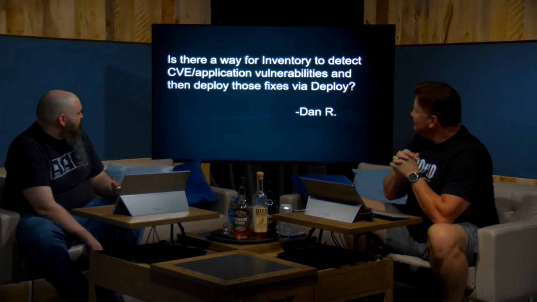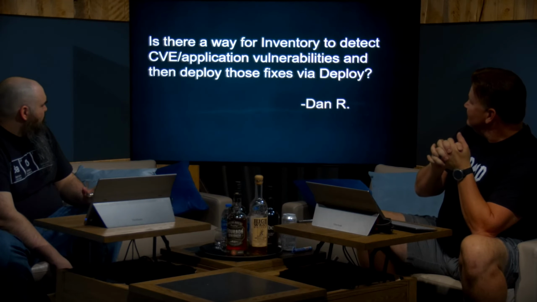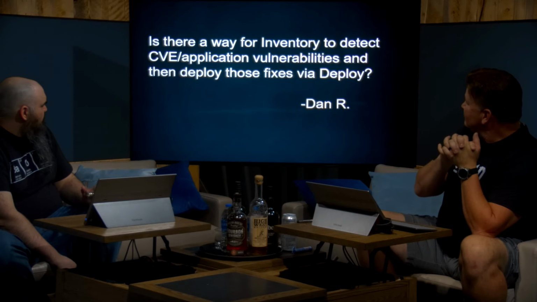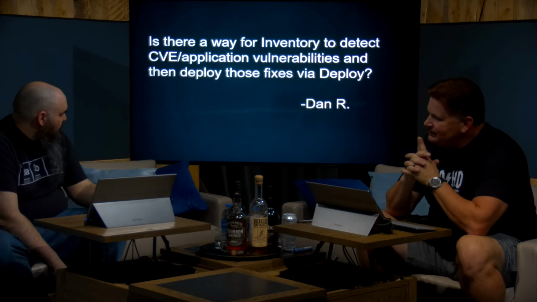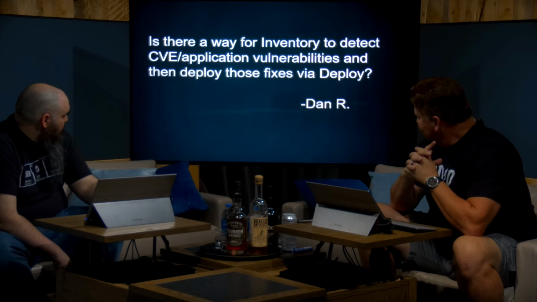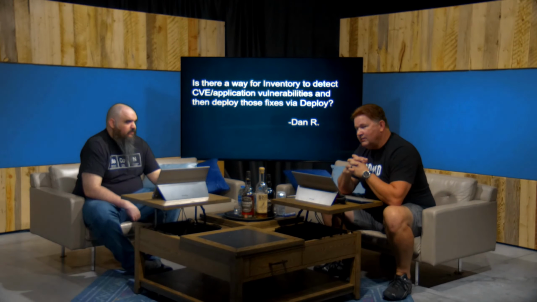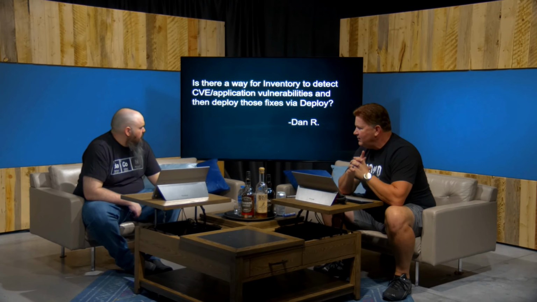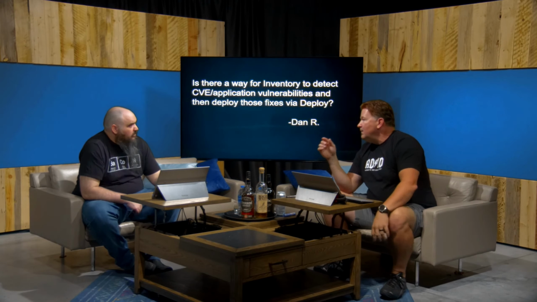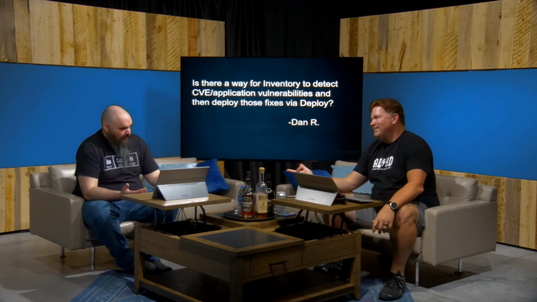Is there a way for Inventory to detect CVE application vulnerabilities and then deploy those fixes via Deploy? Sincerely, retired TV anchorman Dan Rather. Dan, I'm a long-time watcher, new-time fan. I love that he's a long-time tuning-in PDQ fan. I don't know. So when we have a big zero day, we build collections based around that specific thing. But as far as built in, I don't know if Deploy does anything by default to find that.